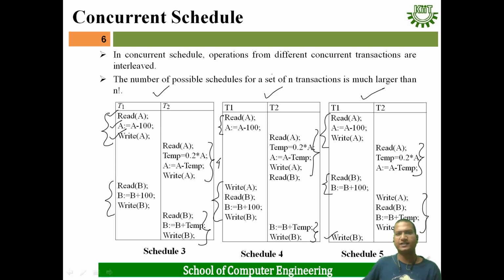In the case of serial schedules, if n transactions are there, then n factorial serial schedules are possible. But in the case of concurrent schedules, if n transactions are there, then much more than n factorial concurrent schedules are possible.